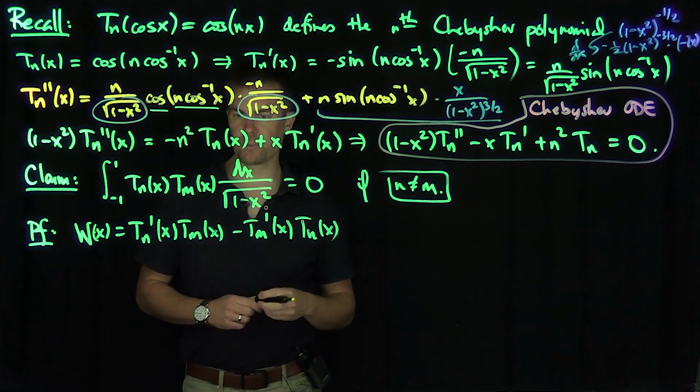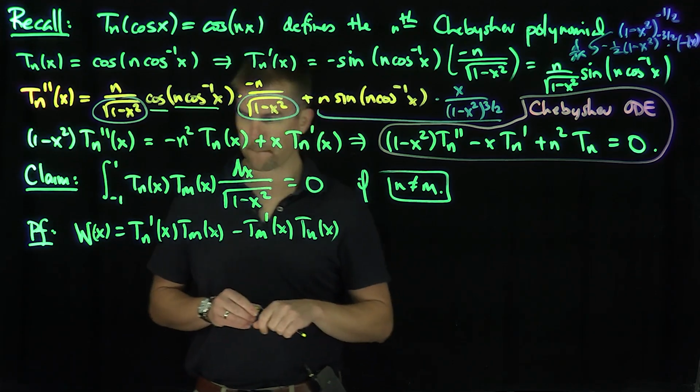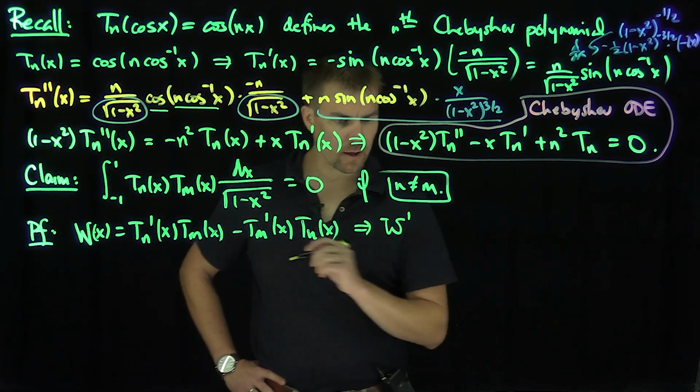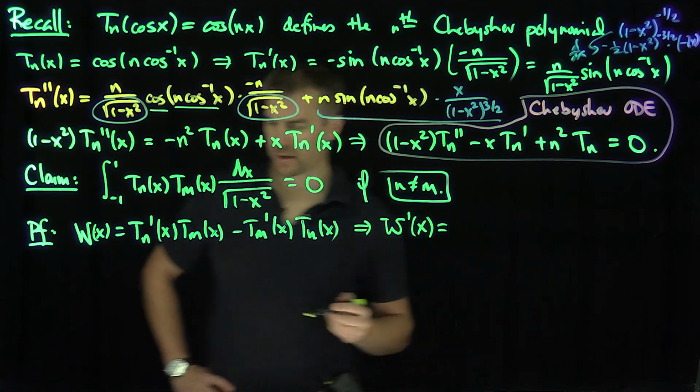Okay, so I'm going to consider that function w. Now here, of course, I'm assuming that n is not equal to m. And so let's look at w prime. So what's w prime going to be?